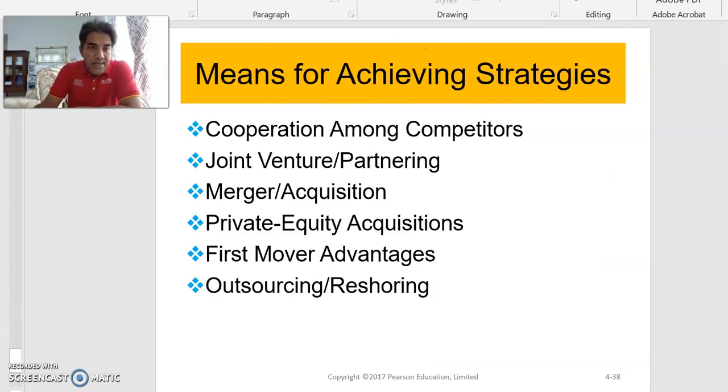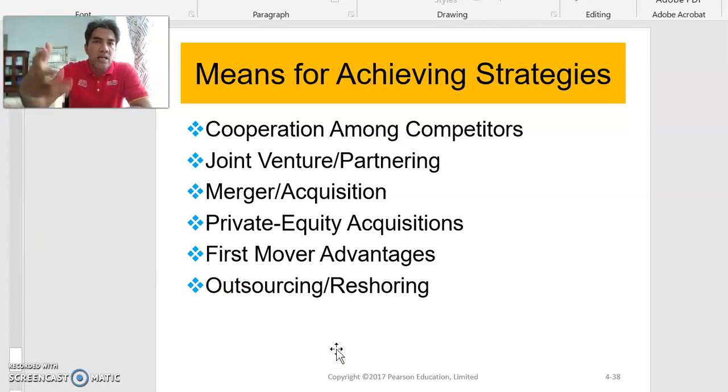So we are almost done in this particular chapter. So these are other means of achieving strategy. Organizations still pursue cooperation, sometimes joint venture, and then merger and acquisition, and then private equity acquisition, first mover advantage, and then outsourcing. These are some of the terms that we might encounter regularly in the business world nowadays. And merger and acquisition is quite common, and then outsourcing is also quite common. Joint venture is also quite common.